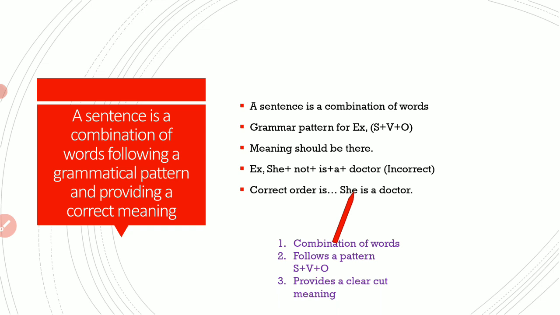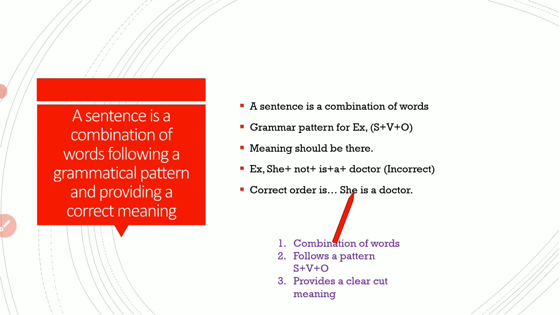Let us take a sentence. See, "not is a doctor." These are some words which we have combined. The plus sign I have used here symbolizes the word combination, so I have added the words with each other. These are words, and when they are combined with each other, they make a sentence. But this is not a meaningful sentence. Why? Because there is no pattern, and you do not get any kind of meaning over here.